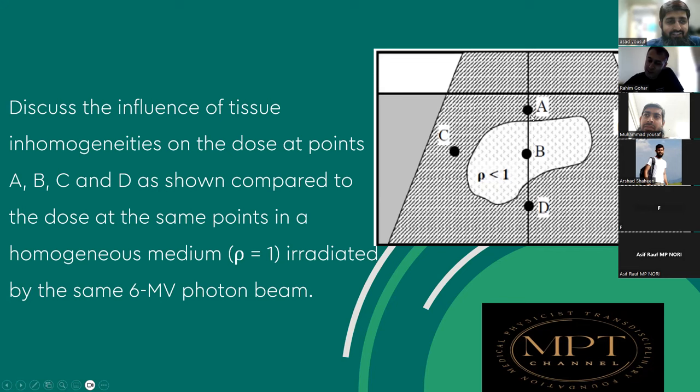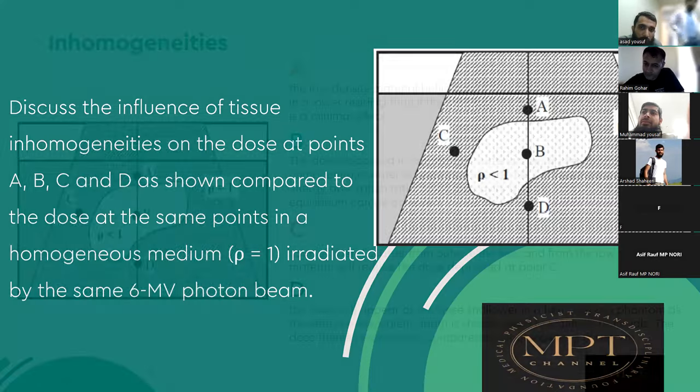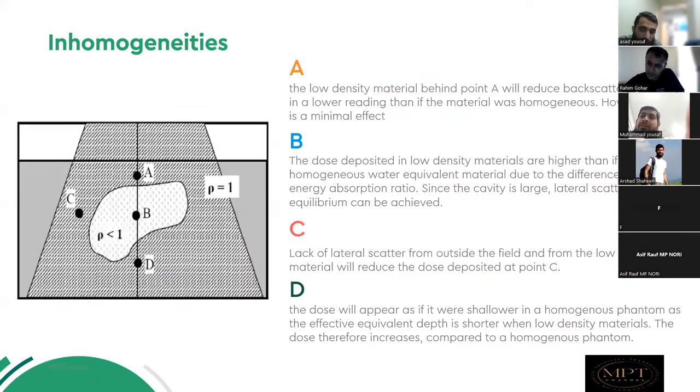So look at the point A first. Okay, now Hamid is giving the answer. The A point will get less backscatter from this low density medium, with minimal dose difference. The D dose will become higher because of less attenuation in lower density medium, and C point will remain somehow similar in the case with or without. No difference in C. The A will be lower, D will be higher, I think.